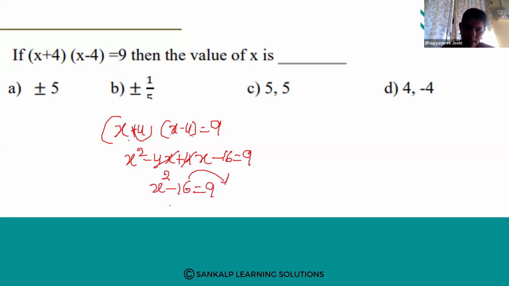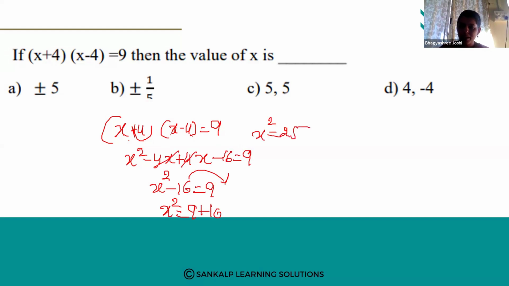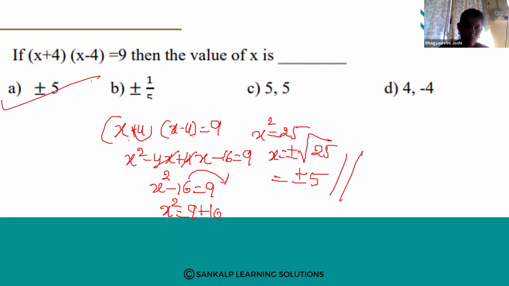So transfer this 16 to this side. X square is equal to 9 plus 16 you will get. So x square is equal to 9 plus 16 is 25, right? So x square is equal to 25. X is equal to plus or minus square root of 25, right? So 25 is a perfect square number. Square root of 25 is plus or minus 5, right? So plus or minus 5, that is option A is right here.